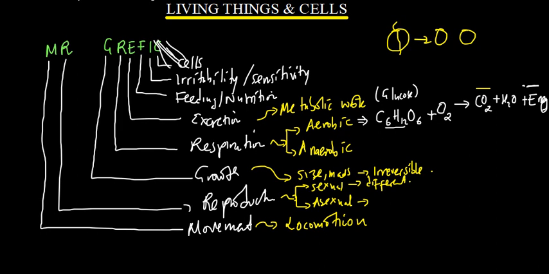And then we have also irritability. Irritability is also known as sensitivity. Good. Now, sensitivity or irritability is the ability to detect change and respond to stimuli. Please take note of that. Being able to respond to stimuli.